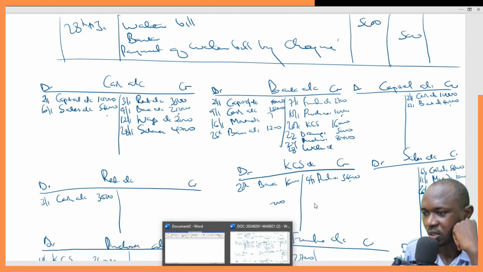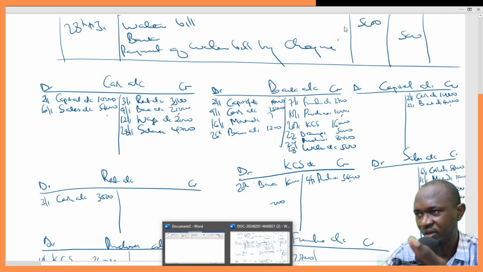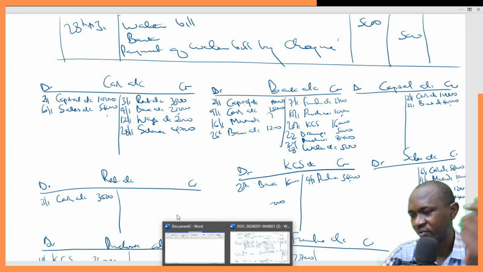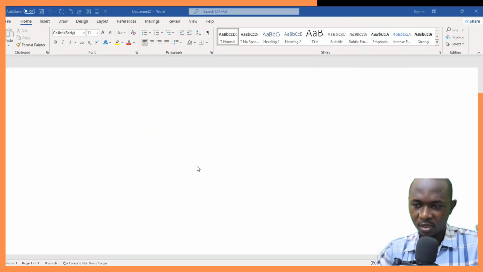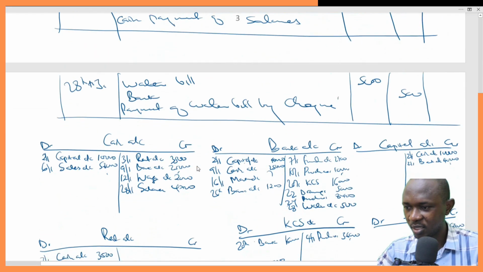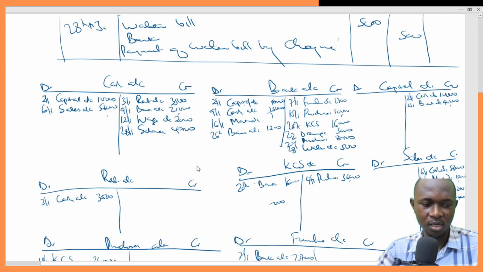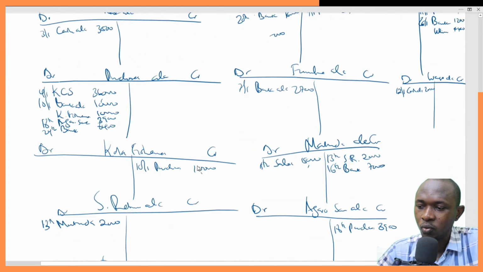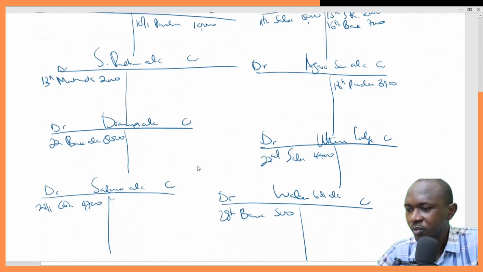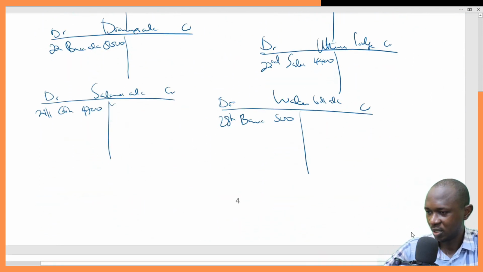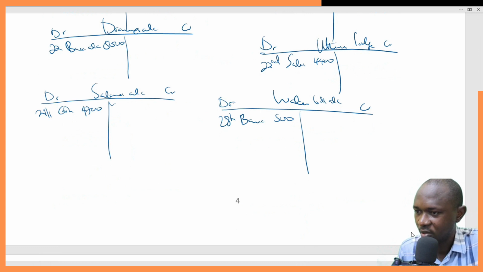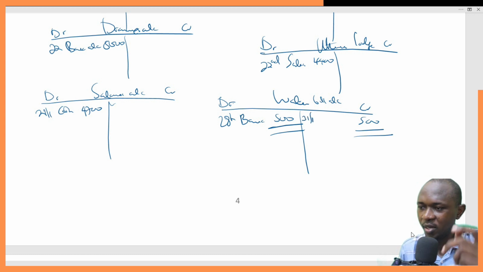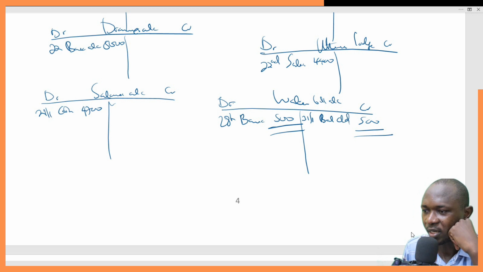So we are done, and as you can see, it's quite a lengthy question. So what we need to do is to close the accounts. How do we close these accounts? I will start with this one. This one is quite simple. Just put 2 double lines, 500. Then you say on 31st January, you say balance carried down is 500, just like that. So we have closed that one. It means this is what will now go to the trial balance.